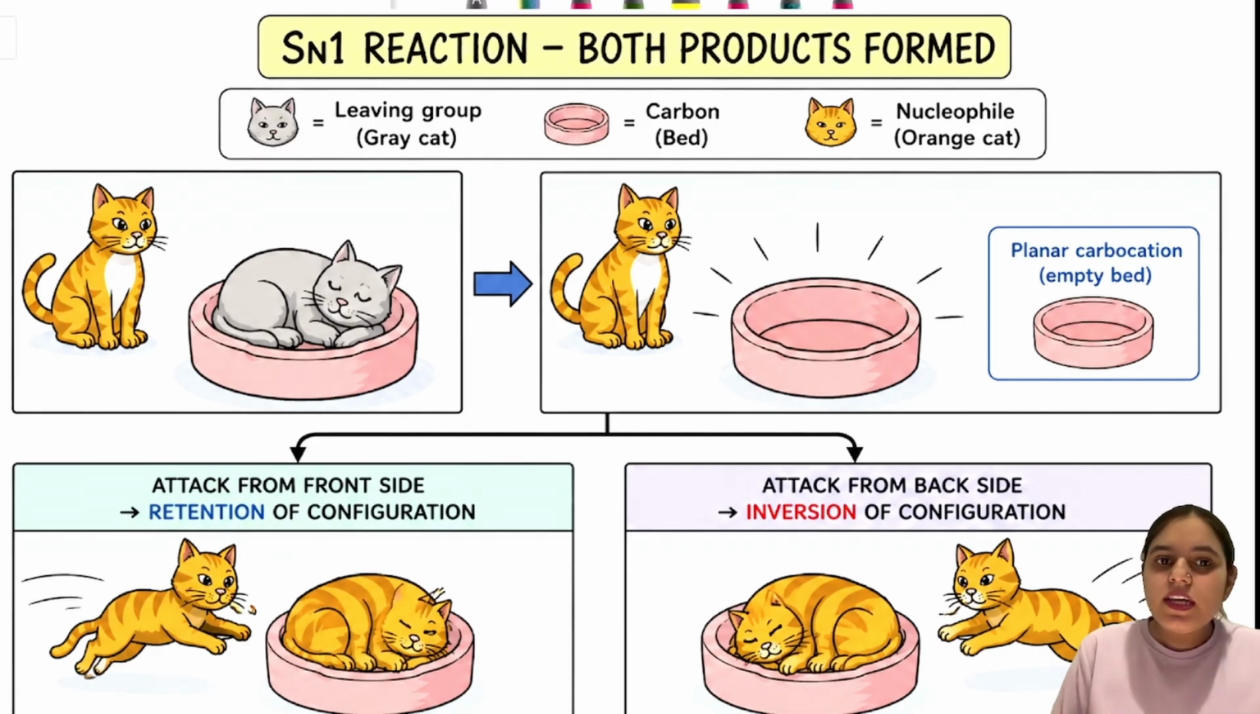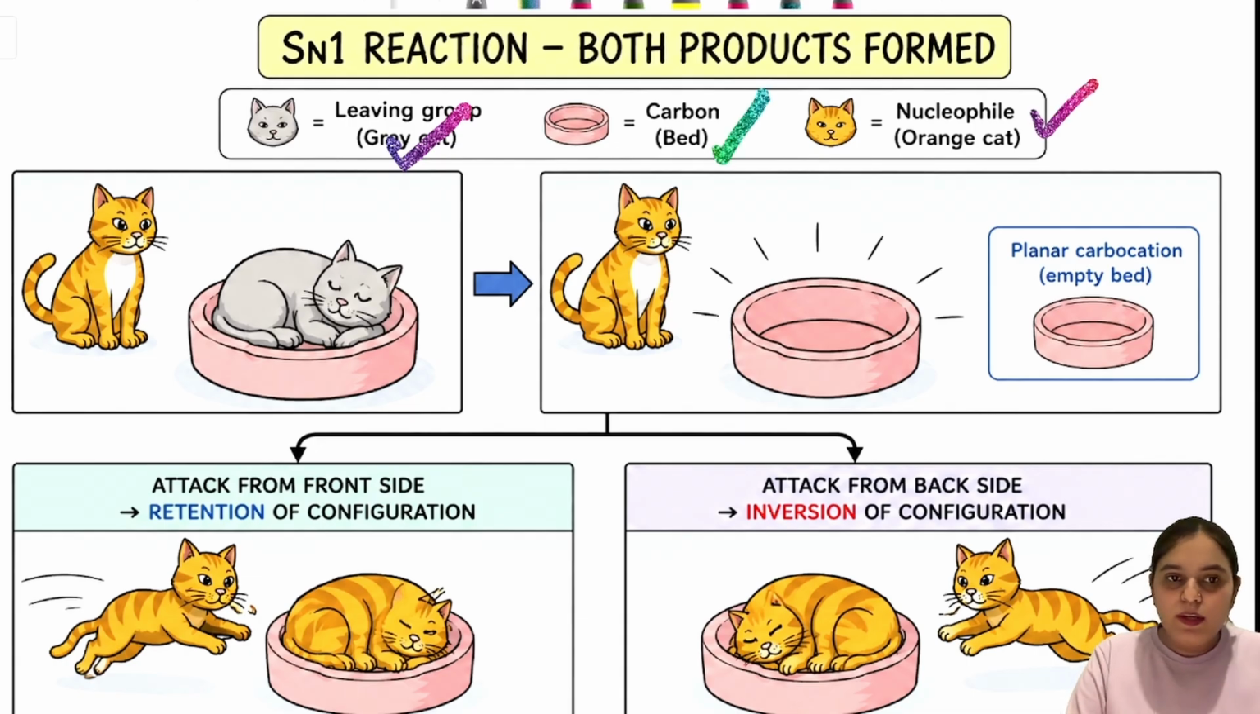Let's understand racemization in an SN1 reaction using a simple cat analogy. Here, the grey cat represents the leaving group, and the orange cat represents the nucleophile. Initially, the leaving group, or the grey cat, is sitting on the carbon atom.